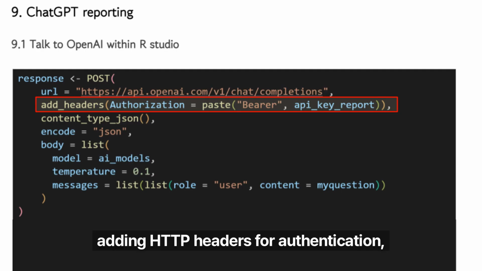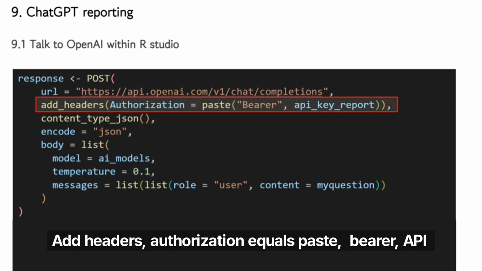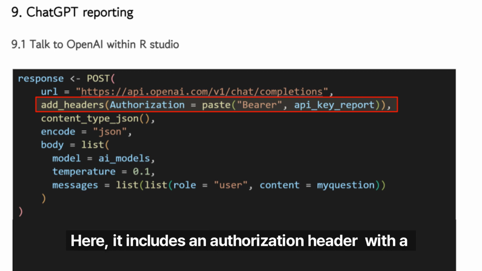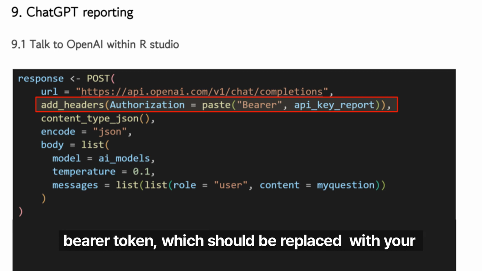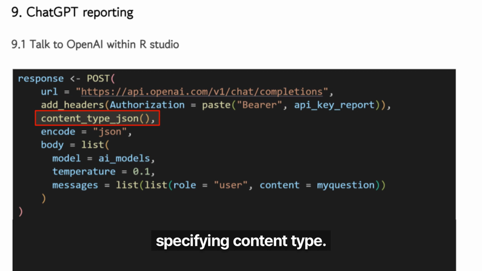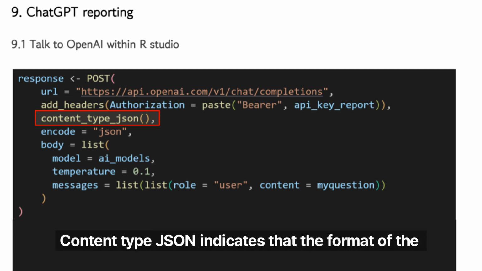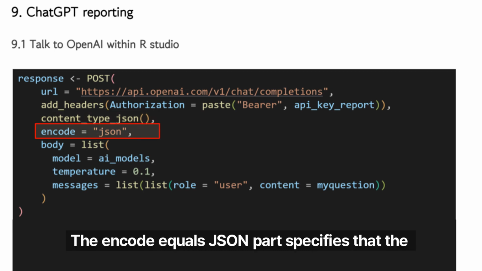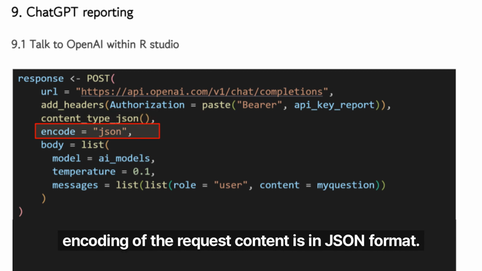Adding HTTP headers for authentication. Add headers, authorization equals paste, Bearer, API key, adds necessary HTTP headers for the request. Here, it includes an authorization header with a bearer token, which should be replaced with your actual OpenAI API key for authentication. Specifying content type: content type JSON indicates that the format of the content in the request is JSON. Content encoding: the encode equals JSON part specifies that the encoding of the request content is in JSON format.